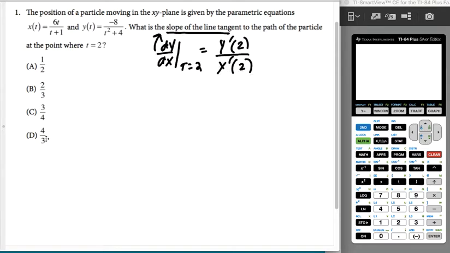So in this case, we want y prime of 2 over x prime of 2. That means we have to do a couple things, right? The first thing we have to do is differentiate both expressions. So let's go ahead and start with x of t, right? x of t is 6t over t plus 1. Well, that's going to be a quotient rule. There's really no way around it. There's no way to simplify that.